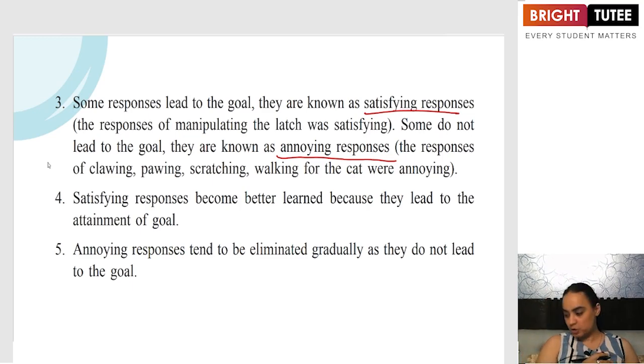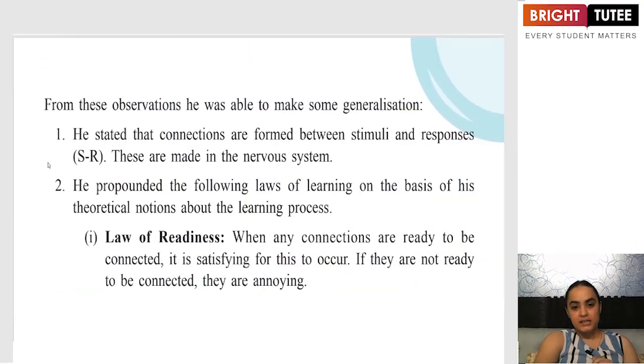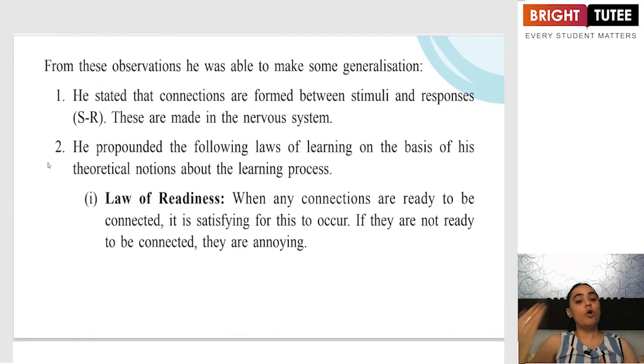Now from these observations, Thorndike was able to make some generalized statements, some general laws. First, the connection, the association between the stimuli and the response. What is a stimulus? The thing which will lead you to react in some particular manner. Here, the fish which was offered to the cat was the stimulus. And what was the response to being offered the fish? The opening of the lever, so that the door would open and the cat would go out. This was the response of the cat.